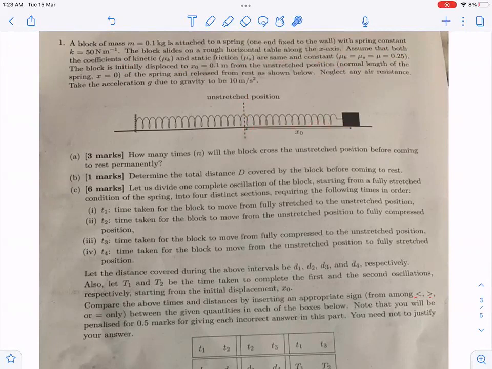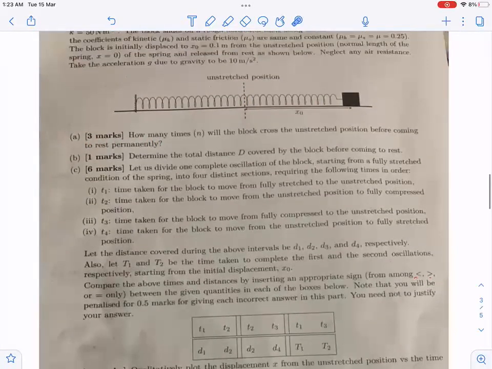Now you have to neglect air resistance. The g value we have to take as 10. This is a 3 mark question, and there are 4 parts to this. First is: how many times will the block cross the natural length position before coming to rest permanently? And determine the total distance. So these two parts we are going to solve. Let us start now.